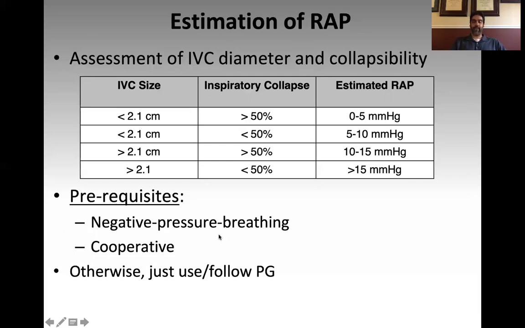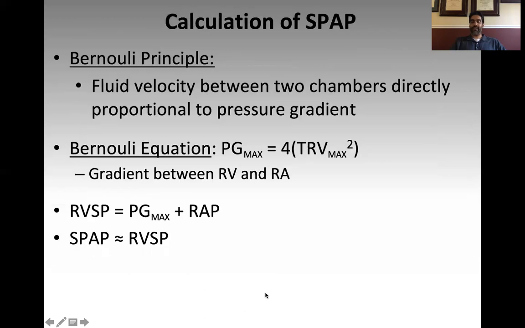But remember, in order to use IVC diameter and collapsibility to estimate right atrial pressure, you have to be negative pressure breathing. So you cannot be on positive pressure, whether it be non-invasive positive pressure ventilation or intubated on the vent. You have to be negative pressure breathing, and your patient has to be cooperative because they have to be able to do a sniff. If you don't meet these criteria, then just follow the pressure gradient.